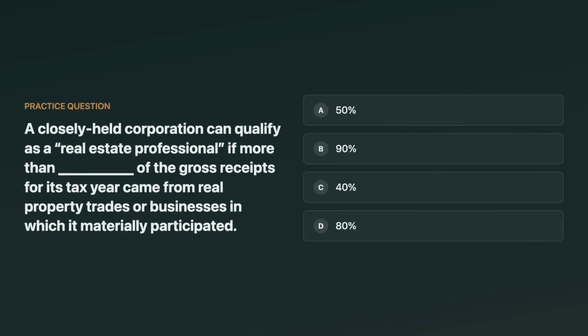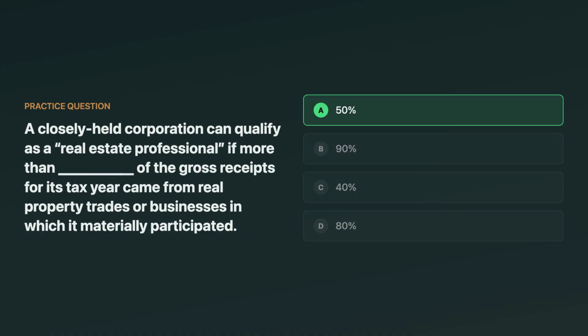Here's a rule-based question. A closely held corporation can qualify as a real estate professional if more than what percentage of its gross receipts for the year came from real property trades or businesses in which it materially participated? The options include 50, 90, 40, and 80%. Think about it.